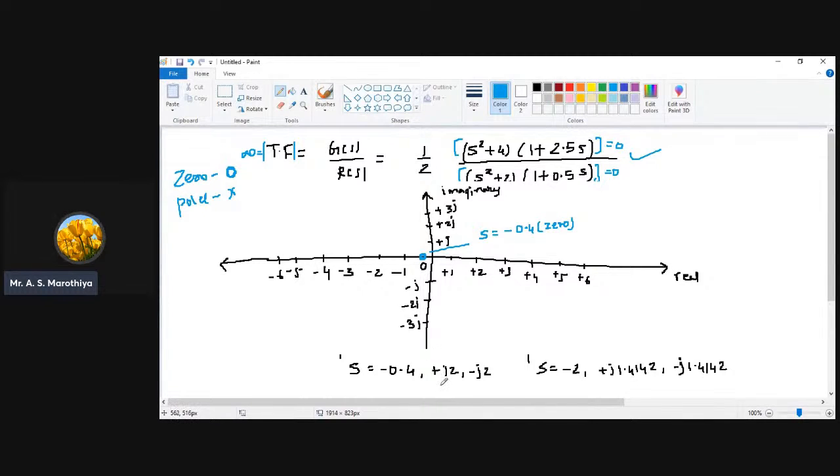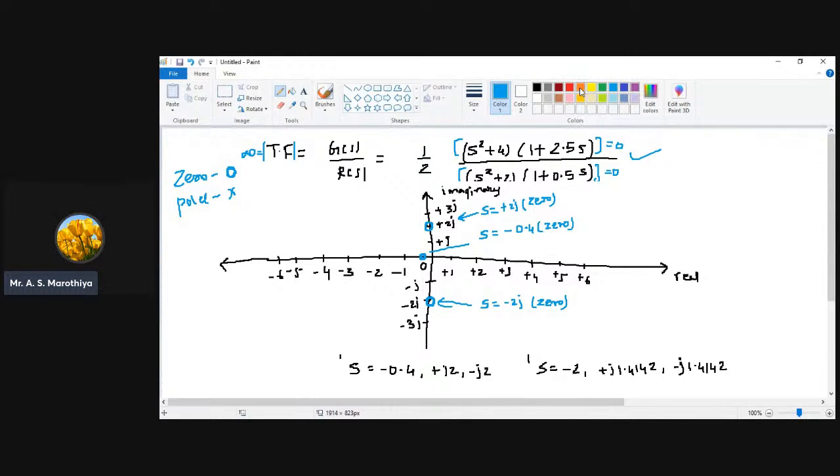In the same way, one zero is available at plus 2j and another one is available at minus 2j. This is very important. So plus 2j means over here. So one zero is available over here and another one is available over here. So this one indicates one zero available at minus 2j and this indicates another zero available at plus 2j. Both are nothing but zeros. That's why we have indicated them or represented them in S-plane via circle, small circle.